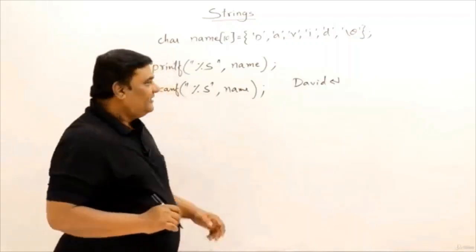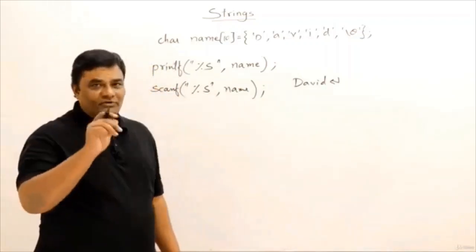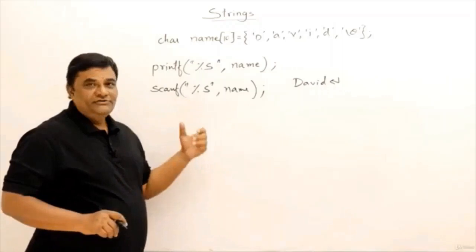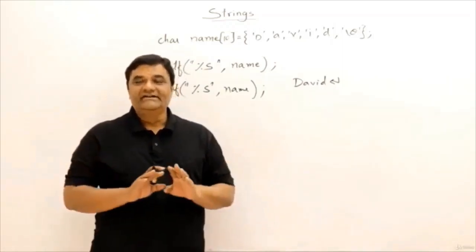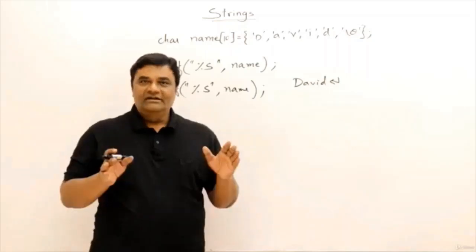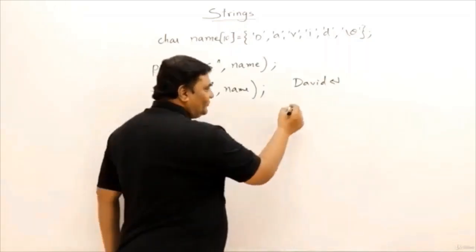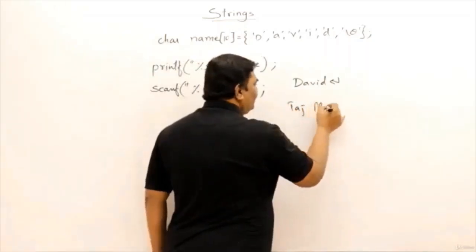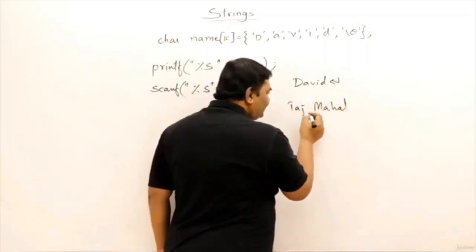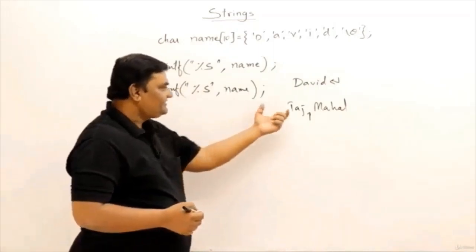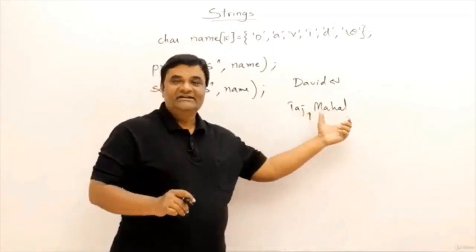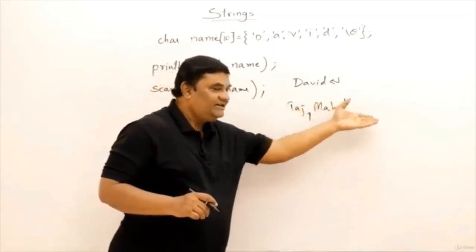Now one last thing. This scanf is useful for reading just a one-word string. If you have multiple words, it cannot read them. Suppose you are writing Taj Mahal, then there is a space in between. If you type this, scanf will just take the first word. It will skip the second word. It cannot take the remaining words.